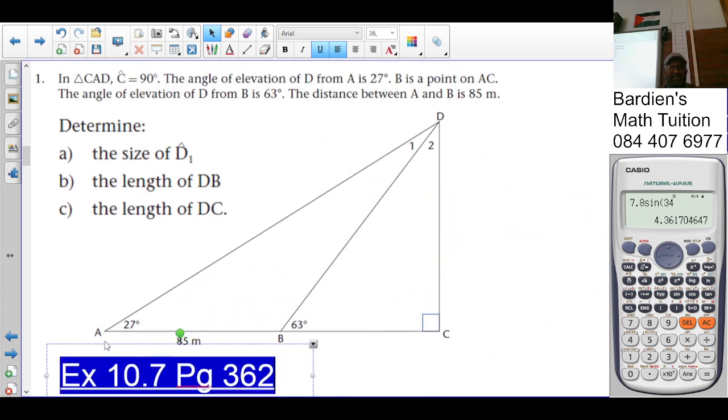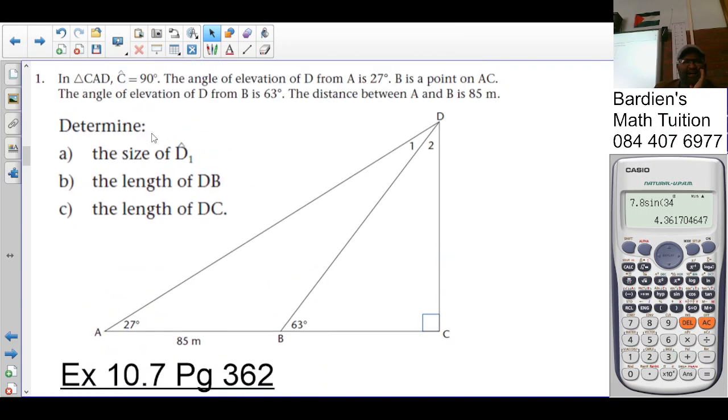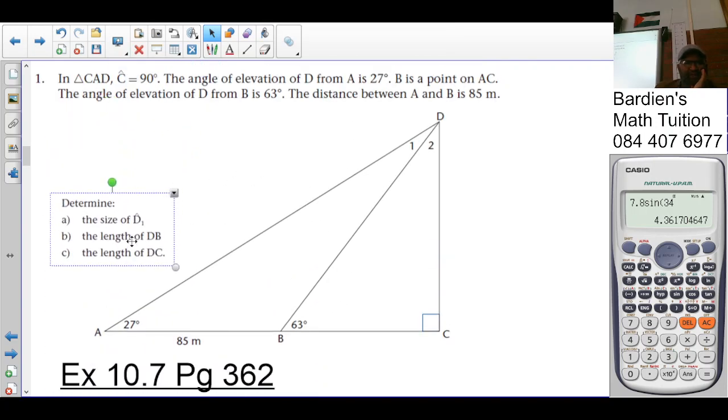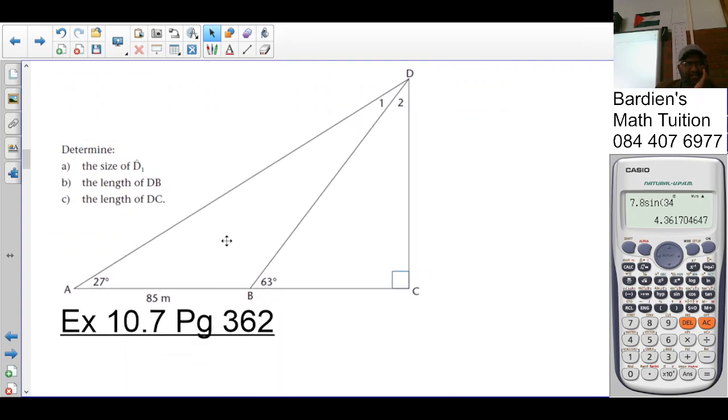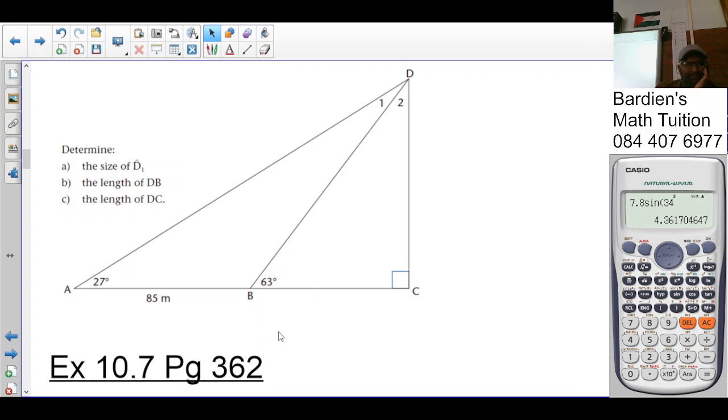So we are told that in triangle CAD, the angle of elevation of D from A is 27 degrees. B is a point on AC. The angle of elevation of D from B is 63 degrees. The distance between A and B is 85. First question: determine the size, another word for size, the magnitude, of angle D.